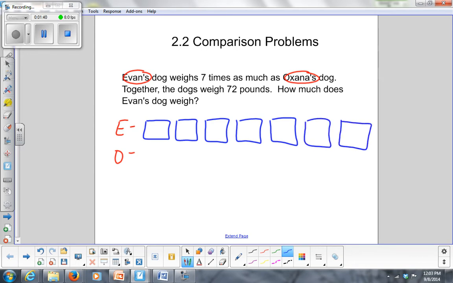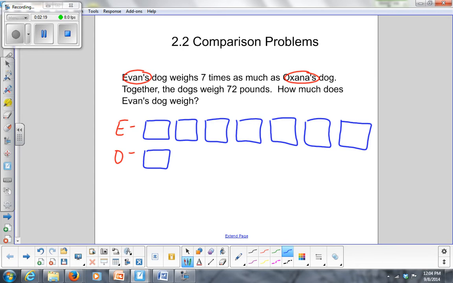Okay? Do we know how many Oksana has? Is there a number up there for Oksana? No. So we don't know how many Oksana has, right? So I'm just going to draw one box for Oksana because if it's a comparison problem and it says 7 times as many, whatever number I put inside these boxes, Evan's going to have 7 times as many as Oksana. Can you guys see that?